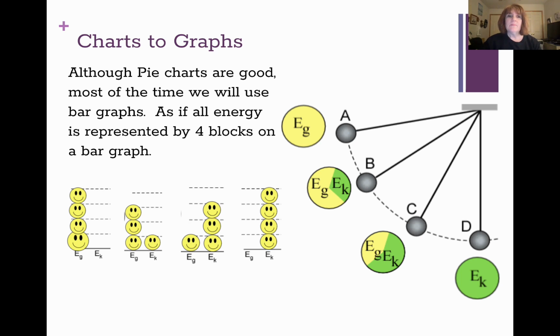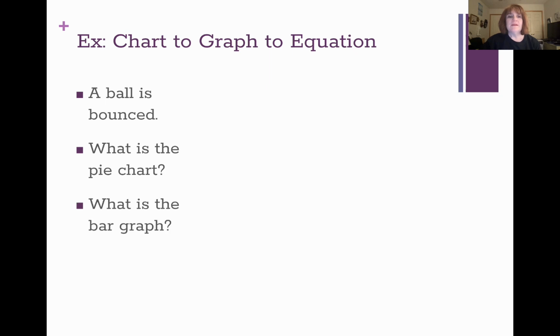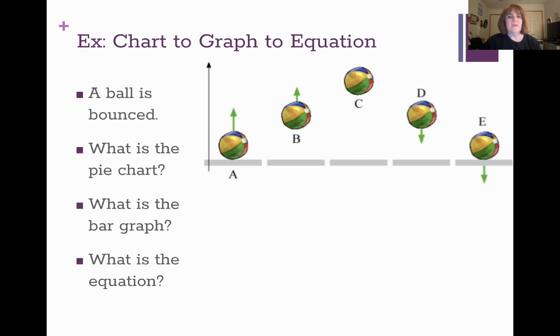Notice in the bar graph, I have labeled Eg and Ek because those are the types of energy that are available at each position. It's not necessarily used at each position, A, B, C, and D. So now from charts to graphs to equation, you're going to be given an example of a ball bouncing. What is the pie chart, what is the bar graph, and what is the equation that would go with it? Well, if this is your example, notice that the arrows above indicate that it's moving. So this ball has been bounced.